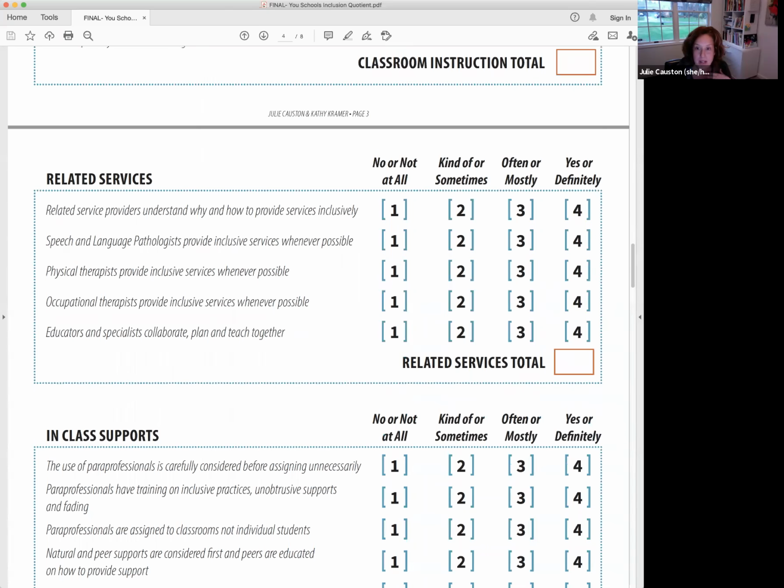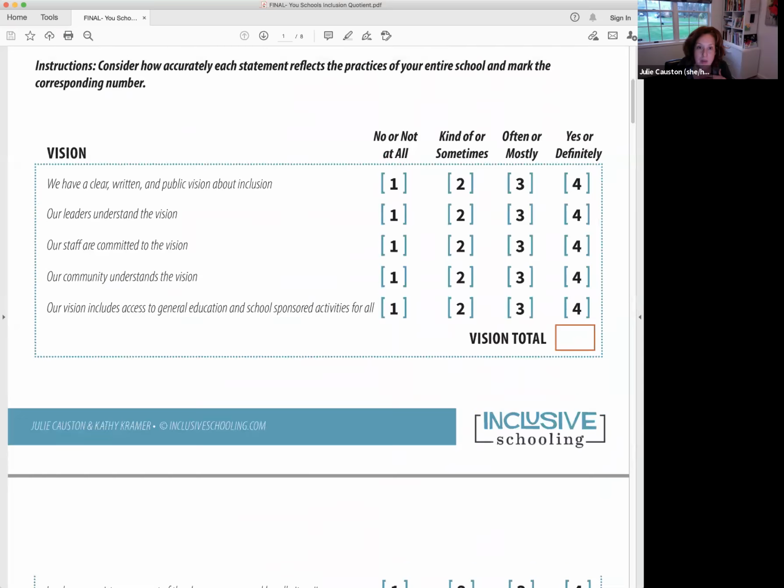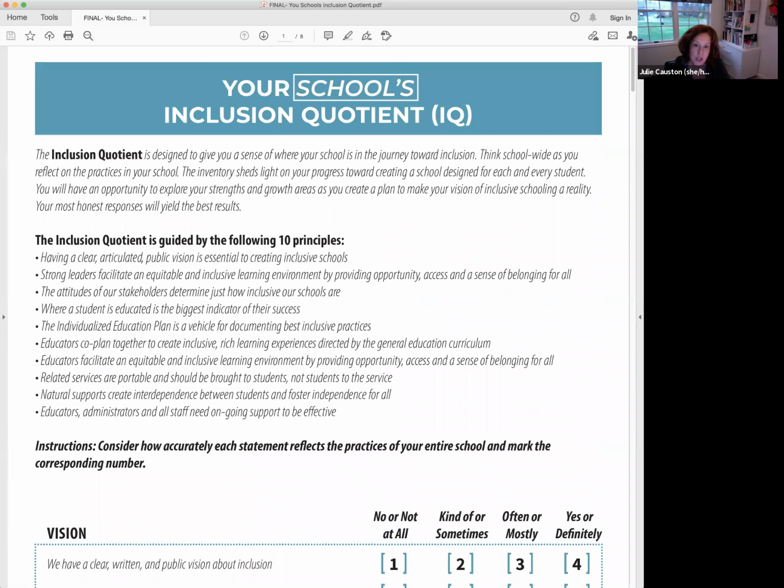Okay. I'm going to go to the very top so you can sense what this is all about. It's called Your School's Inclusion Quotient, and it's really designed to give you a sense of where your school setting is on its journey towards inclusion. It's a strength-based approach. It is certainly not a deficit-oriented approach. In other words, we're not saying what's wrong with your school, but where are you really doing a good job and where can we keep moving? It's guided by 10 principles that are best practices in inclusive education research.